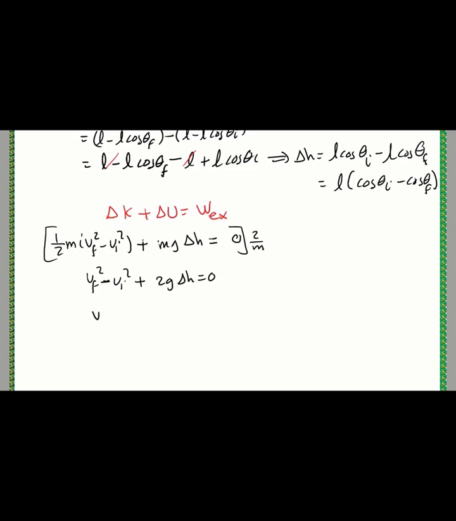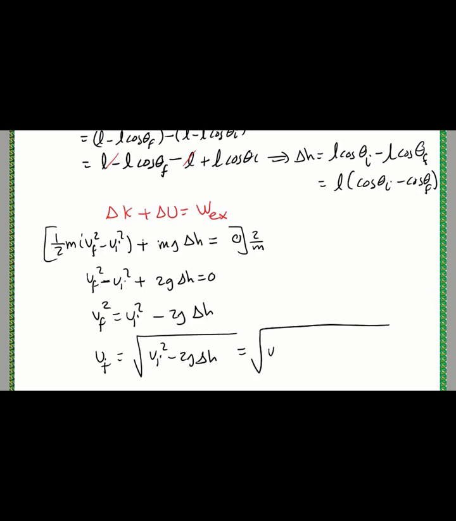Rearrange the equation. V final squared equals V initial squared minus 2g delta h. This is a minus sign. Then V final is the square root of V initial squared minus 2g delta h, where delta h is L times cosine theta initial minus cosine theta final. That's it.